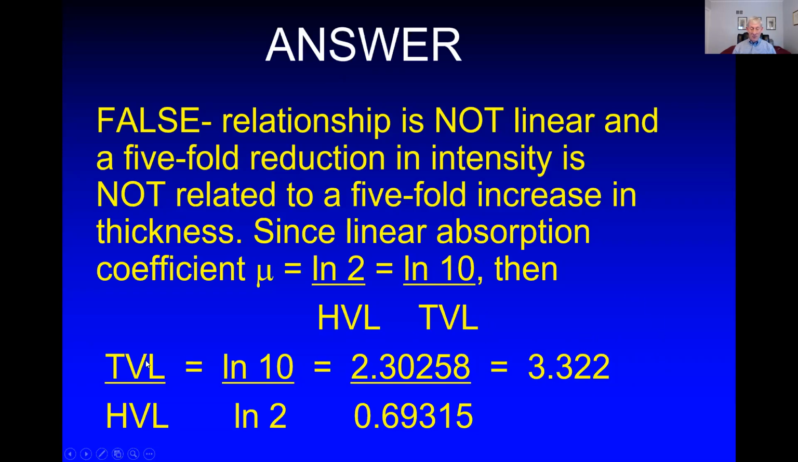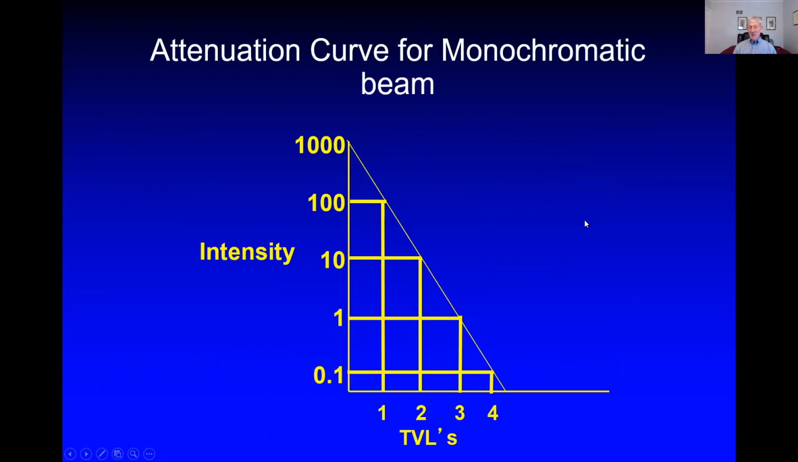On your calculator, if you want to try this, punch in the number 10 and the LN key, divided by the number 2, and then the LN key, and you'll come up with 3.32. Some calculators, like graphing ones, you're going to have to hit the LN key first, and then put in the 10. Okay, so keep in mind, a TVL is 5 times as effective, but not 5 times as thick.